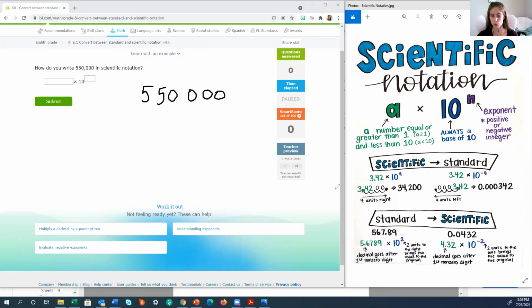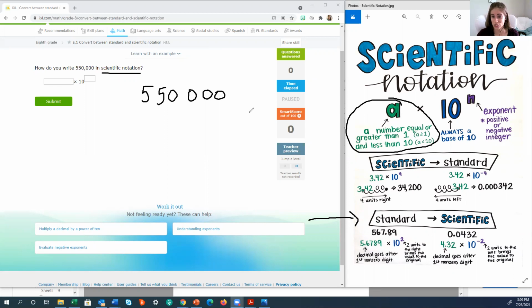And if I look at my little poster over here, it wants me to write it in scientific notation, which means I'm going to look at this second one down here. We're going from standard and writing it in scientific notation. Therefore, I need to move my decimal point so that my value falls between 1 and 10. But I have a problem. I don't see a decimal point at all. Ah, yeah, there actually is one.